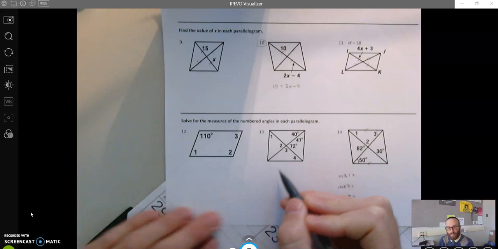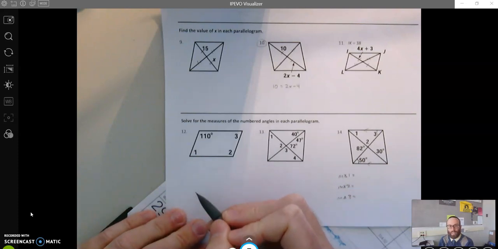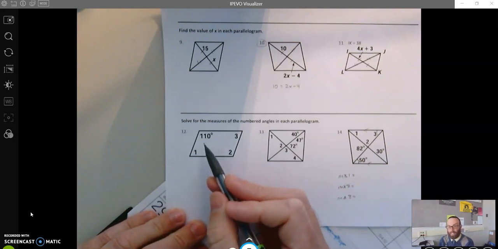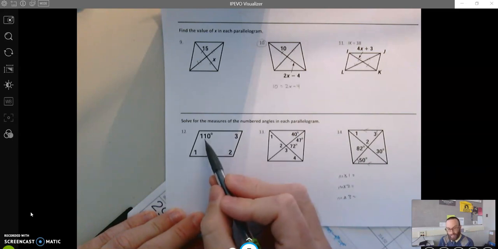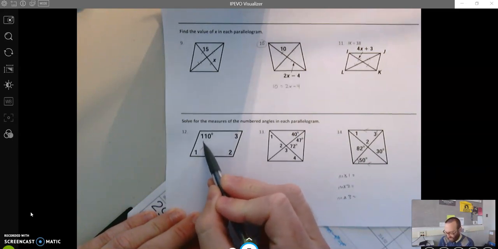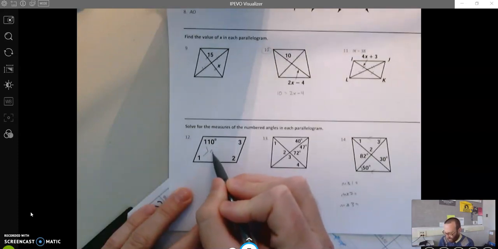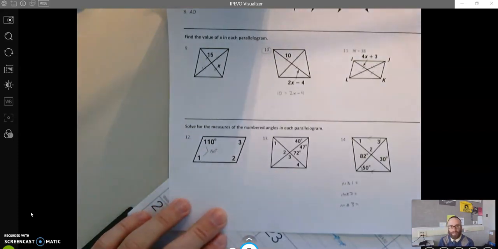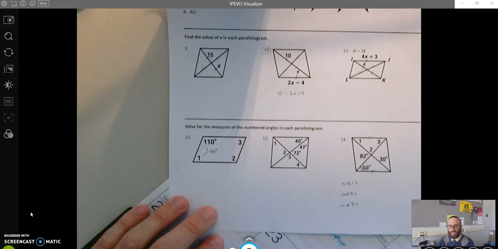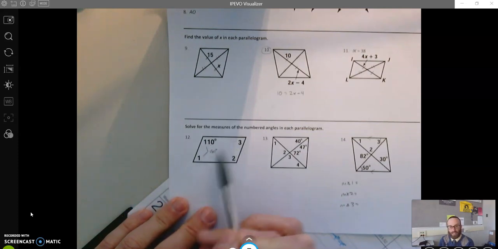Here it's 1, 2, 3, and 4. Here it's 1, 2, and 3. Here, consecutive angles are supplementary. So whatever this is, these two together have to add up to be 180 degrees. So you have to do some subtraction there. You also know that opposite angles are congruent.